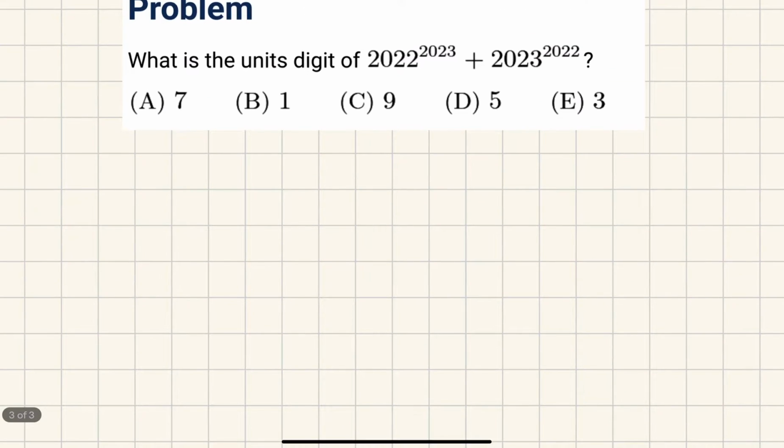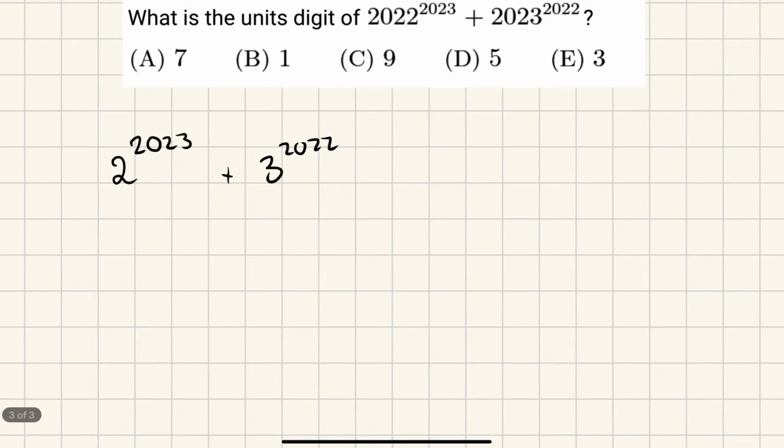So what that means is we can actually massively simplify this to 2 to the power of 2023 plus 3 to the power of 2022. What is the units digit? Okay, sure, the exponent, the power is still really big, but I think this is a much easier problem.